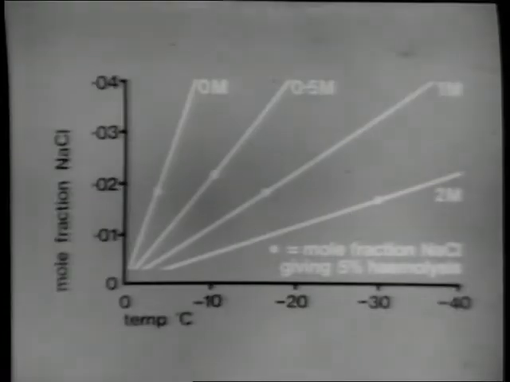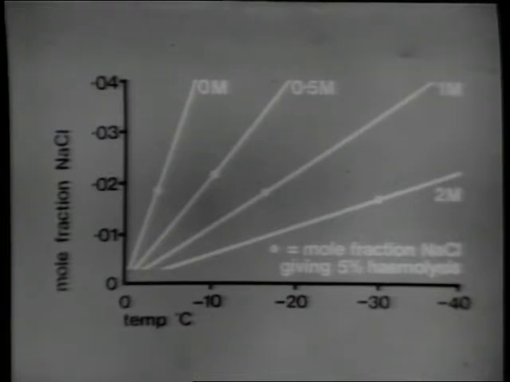So that if we consider a three-component system consisting of glycerol, water and sodium chloride, the sodium chloride cannot concentrate at the same steep rate that it did in the simple system with water, but must concentrate at a much slower rate. Here we see the mole fraction of sodium chloride plotted against temperature in solutions containing no glycerol or 0.5, 1 molar or 2 molar glycerol. And you can see that as the glycerol concentration is increased, so the rate of increase of sodium chloride concentration is also diminished.